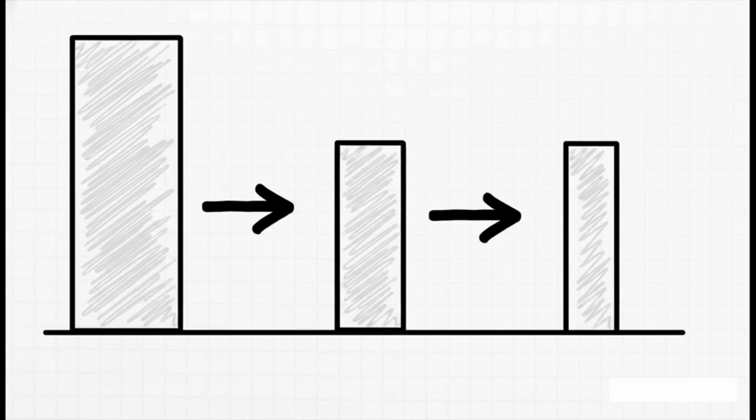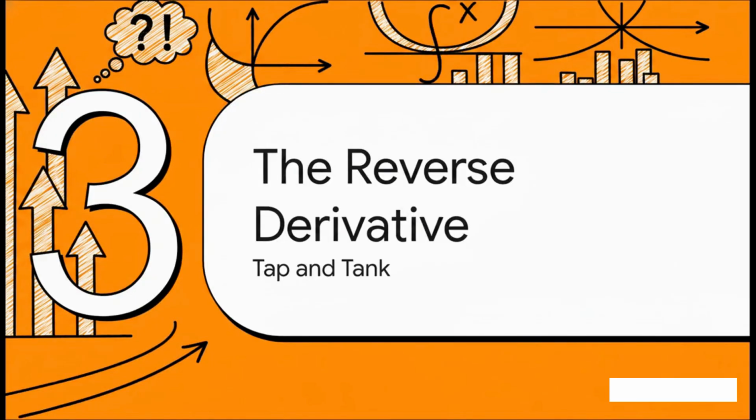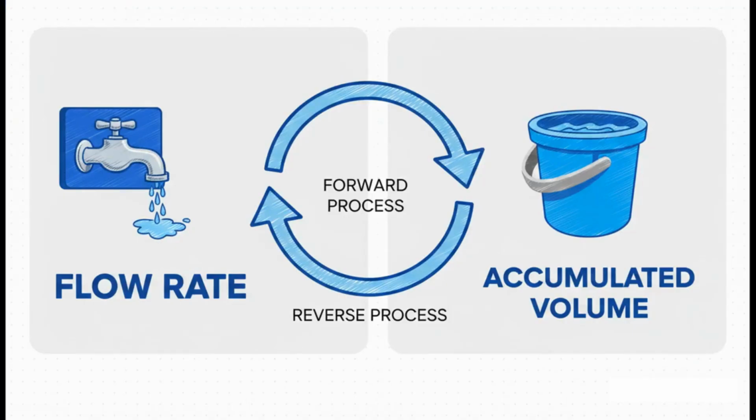That little d just signifies that infinitely small difference in width. Next up, the reverse derivative. Think back to a tap in a tank.